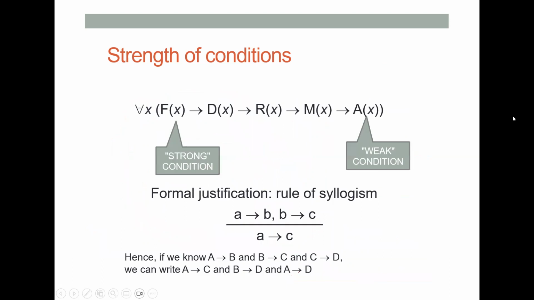Now we can name the first condition a strong condition, and the last goal is named a weak condition. Using the rule of syllogism from the rules of inference, if A implies B and B implies C, we can conclude that A implies C.